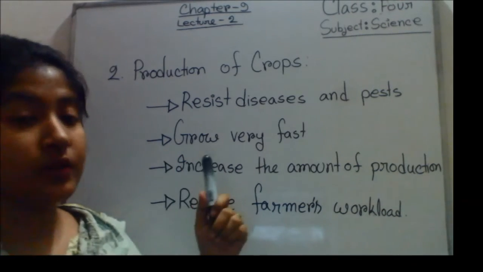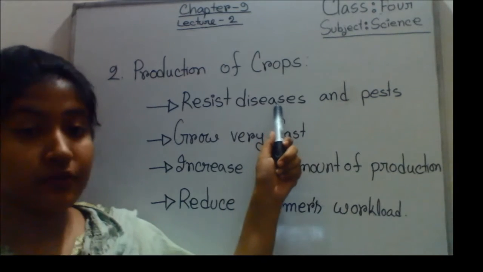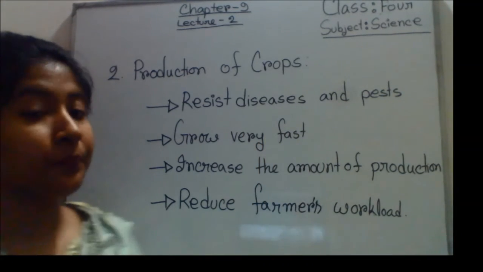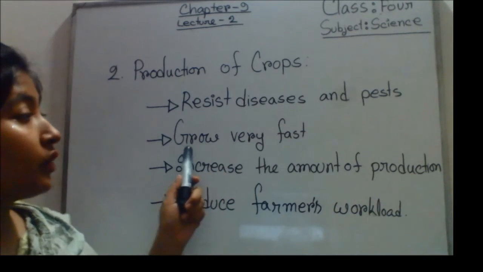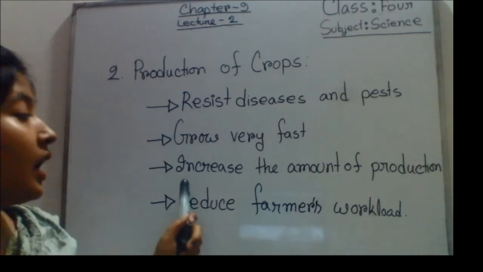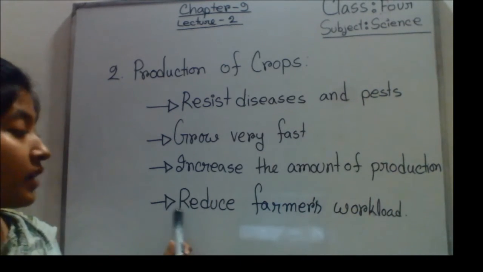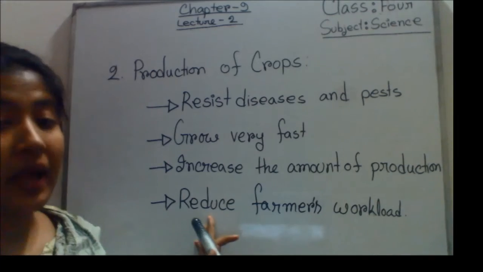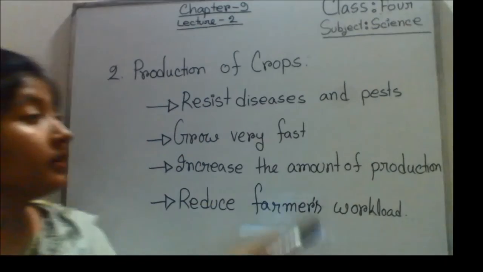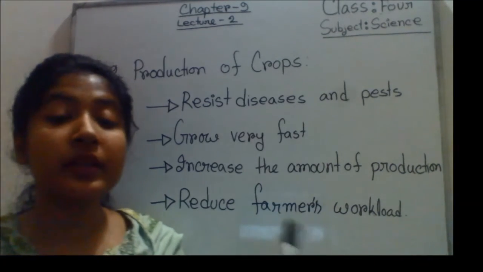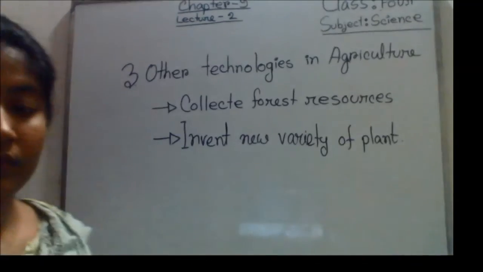Technologies help us to produce plants which can resist different types of diseases and pests. Those plants with special qualities can grow very fast. They can increase the amount of production, and last of all, these plants also reduce farmers' workload. So these are the main 4 points for why we use modern technology in our production of crops.